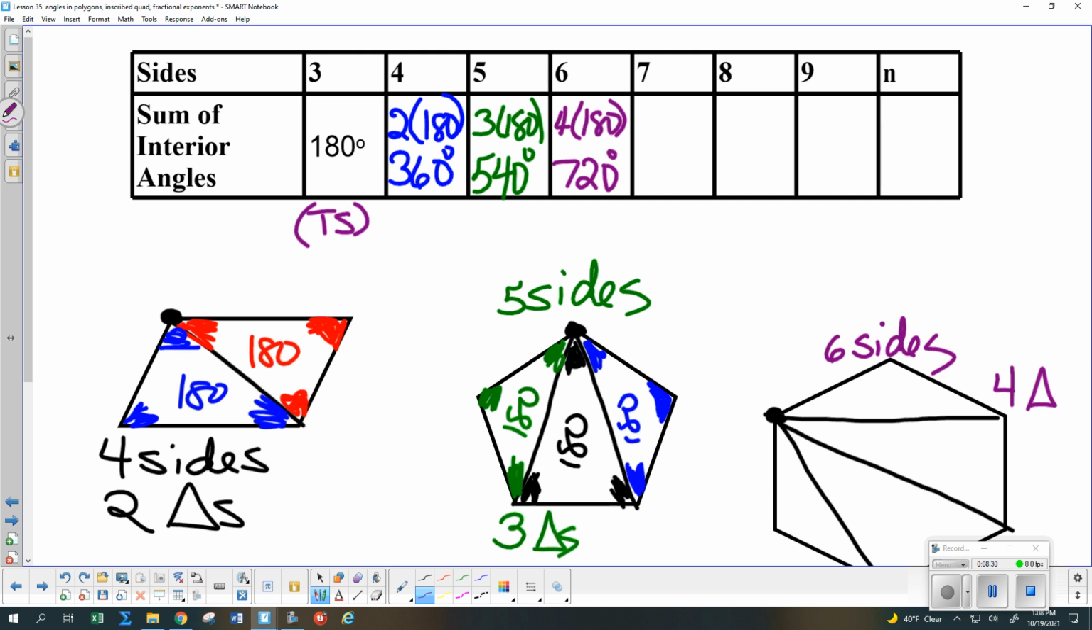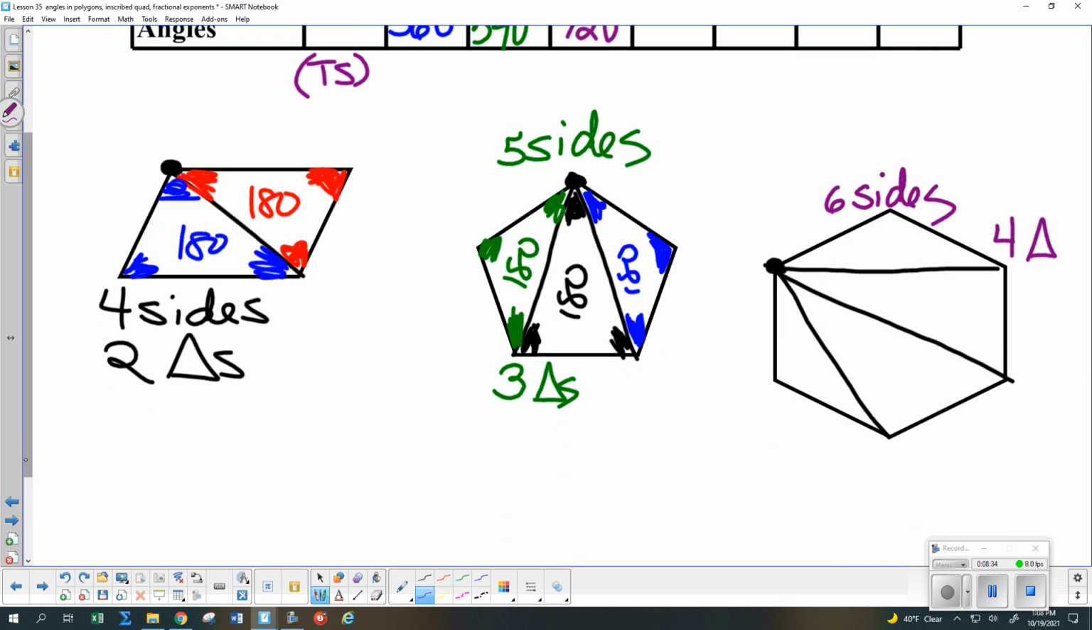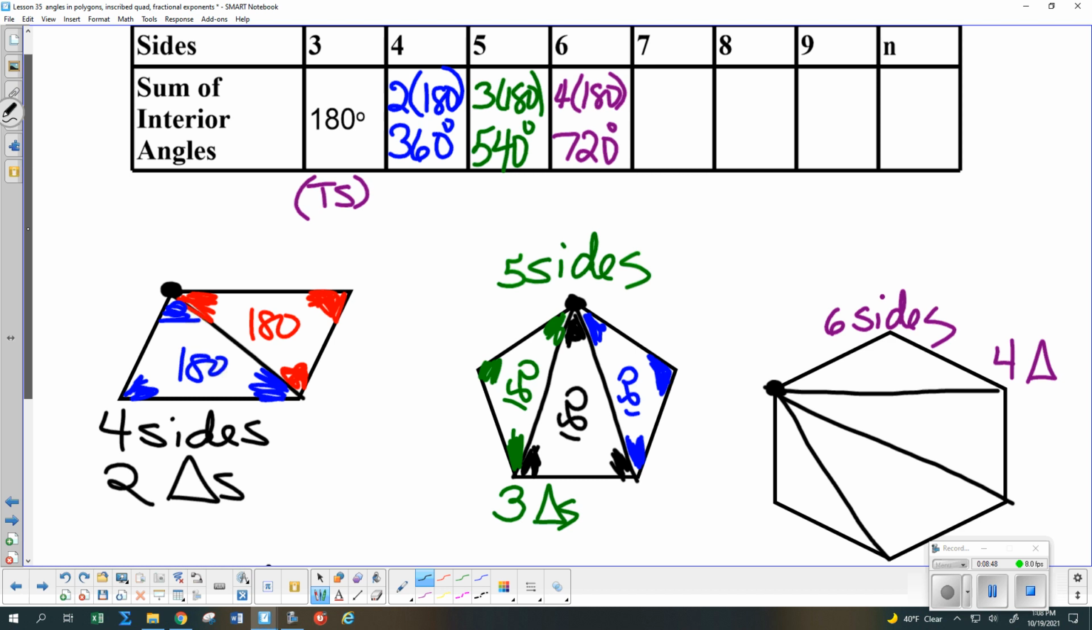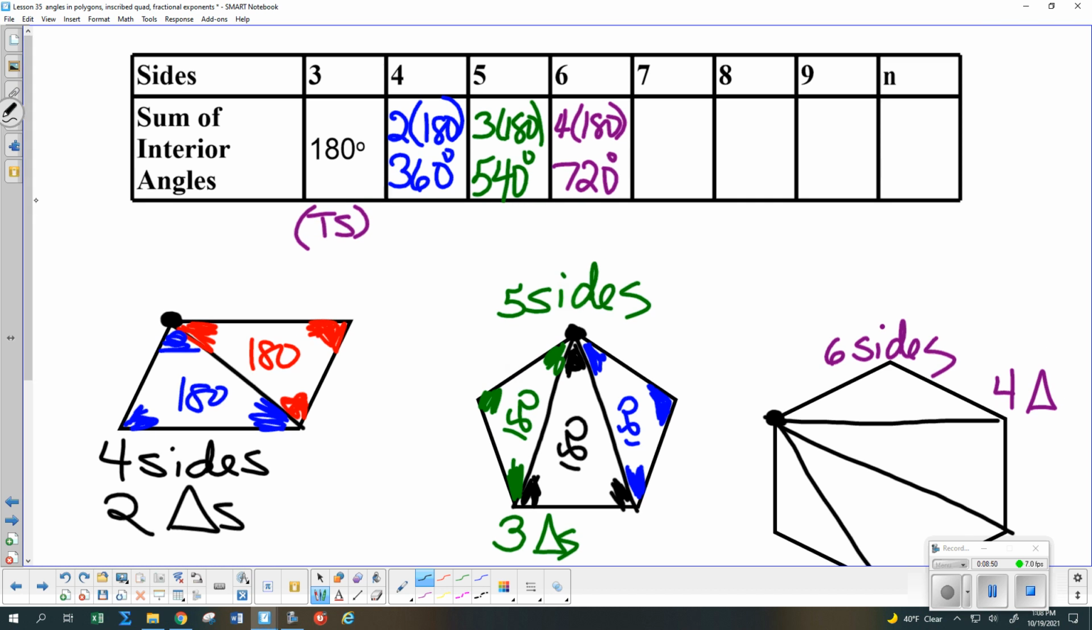Let's see if we can make a prediction now. What if I had 98 sides? I wonder what they're going to add up to. Can you look at this and come up with any prediction that will become our formula? If you know how many sides you have, can you figure out how many triangles you have, so that you can figure out how many 180s you need?